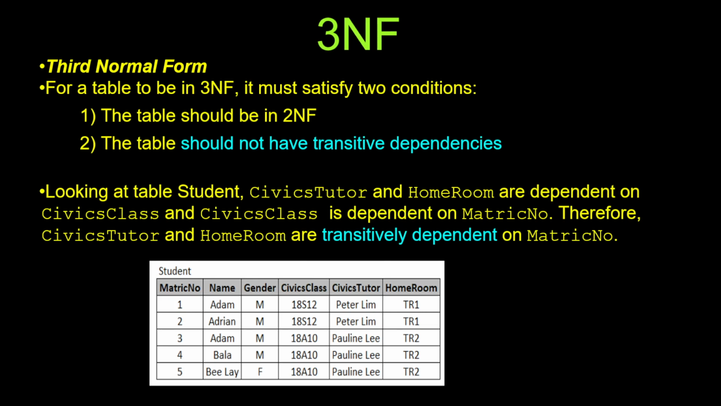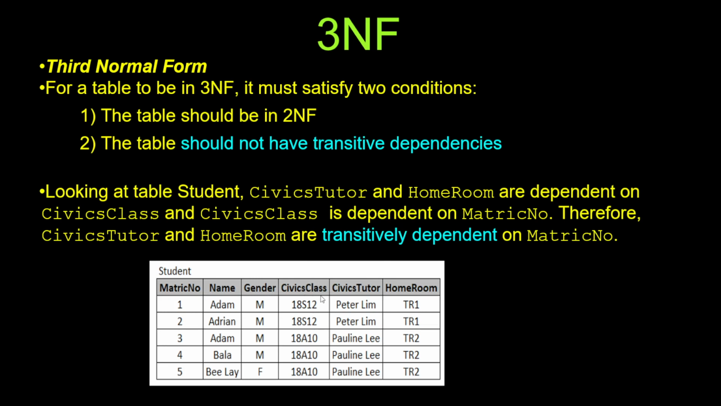Okay, so let's look at this student table here. Remember how we talk about transitive dependencies. So let's see the civics class. For example, once we know the matric number, we can identify the civics class. So the civics class is functionally dependent on matric number. Knowing the civics class does not tell me the matric number. So there is no functional dependency of the matric number on the civics class.